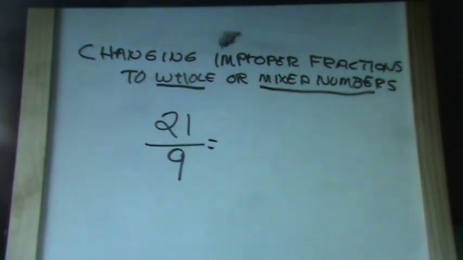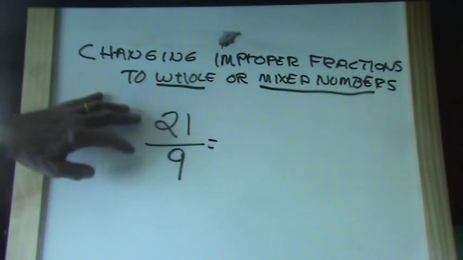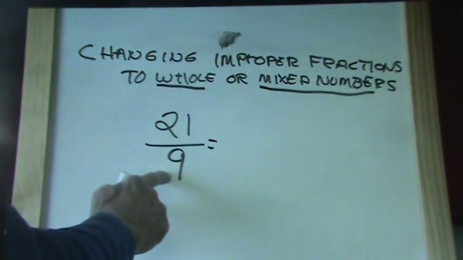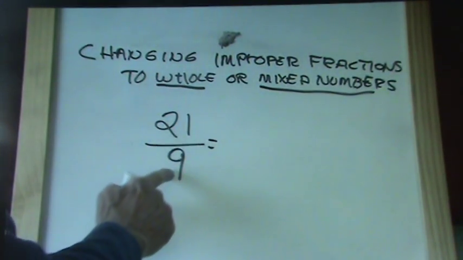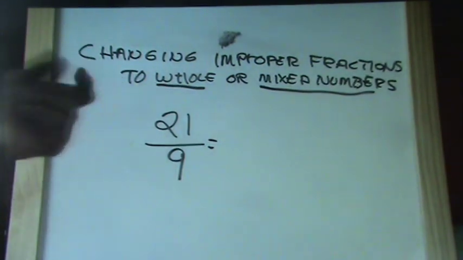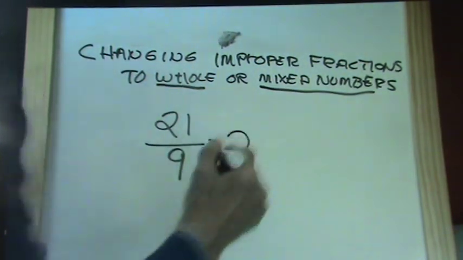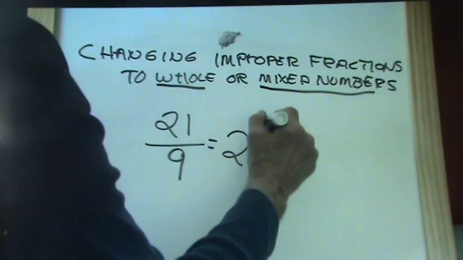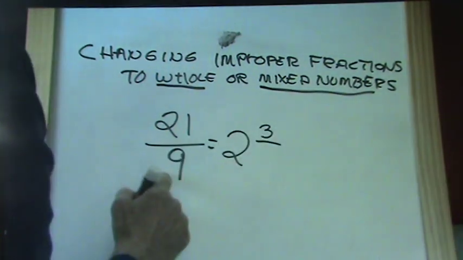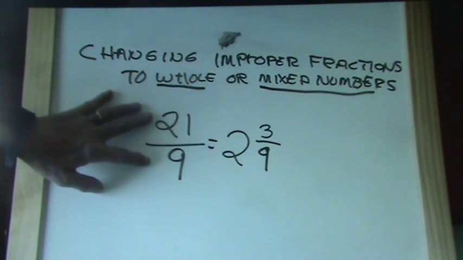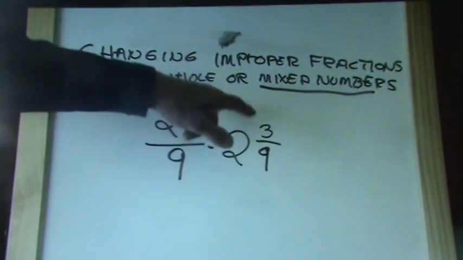Let's take the fraction 21/9. It's an improper fraction, and I need to change it into either a whole number or a mixed number. We divide the bottom, the denominator, into the numerator. 9 will go into 21. Well, 9 and 9 is 18, so it'll go 2 times. But I have left over 18, 19, 20, 21. So I have 3 left over. So the 3 goes on the top, and I use the denominator 9. So 21/9 is equal to the mixed number 2 and 3/9.